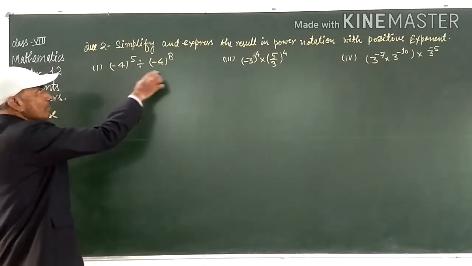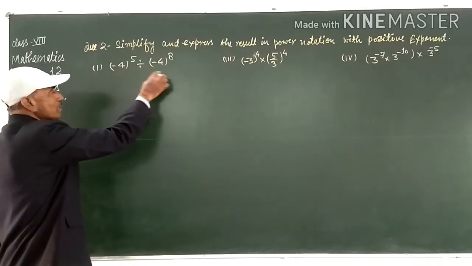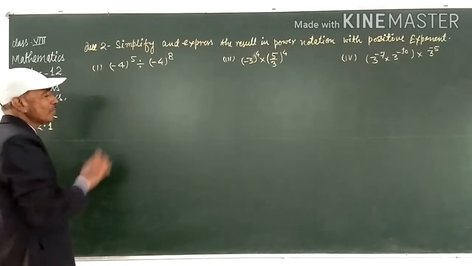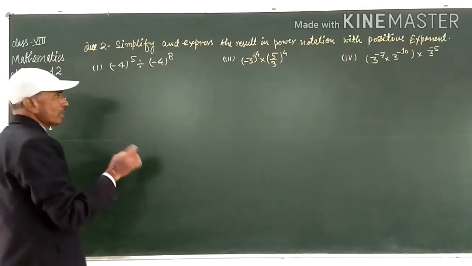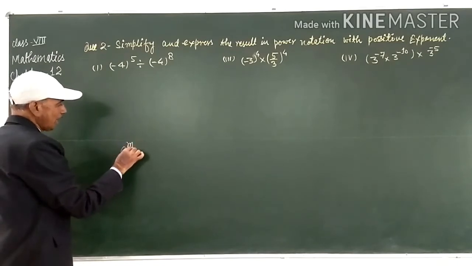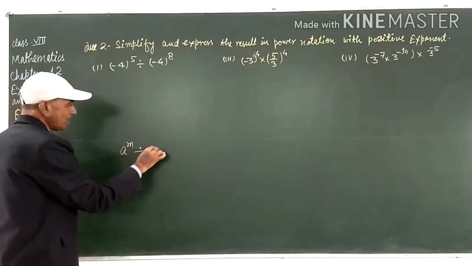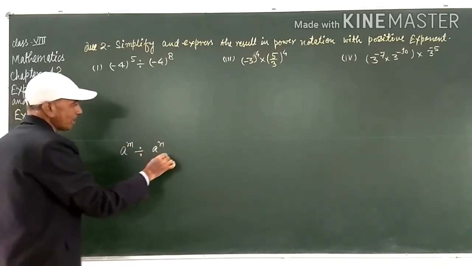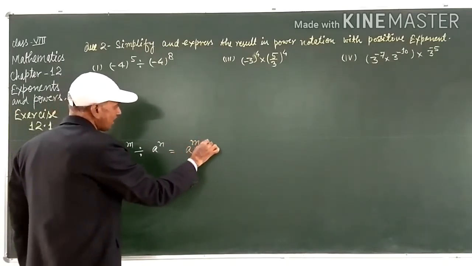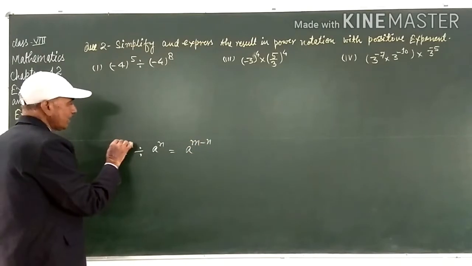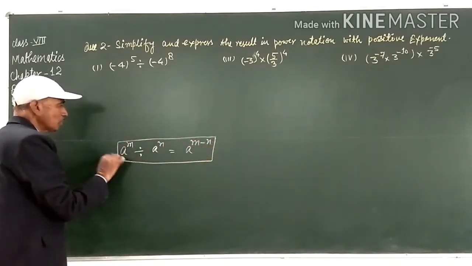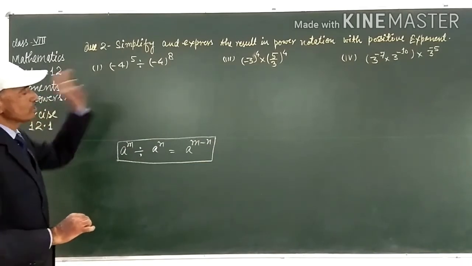So the base is equal in this question. The base is equal, students, and there is a sign of division. So remember the law, that is, a to the power m divided by a to the power n will be a to the power m minus n. Clear, students? This is the rule, and we have to use this rule in solving this question.